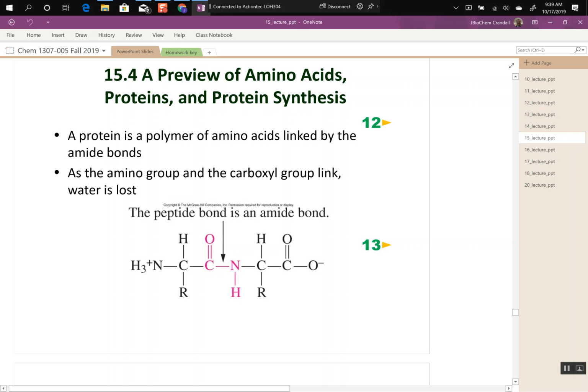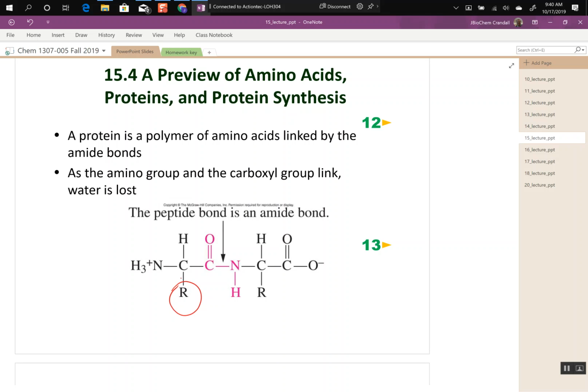Now the amino acids are different only by this R group right here. So the R group, if you change it, you're going to change the amino acid. Everything else about it is the same. The backbone of the protein is NCC. NCC. And then when I put the new amine right here, NCC. Okay? That's what the backbone of this protein is going to be.